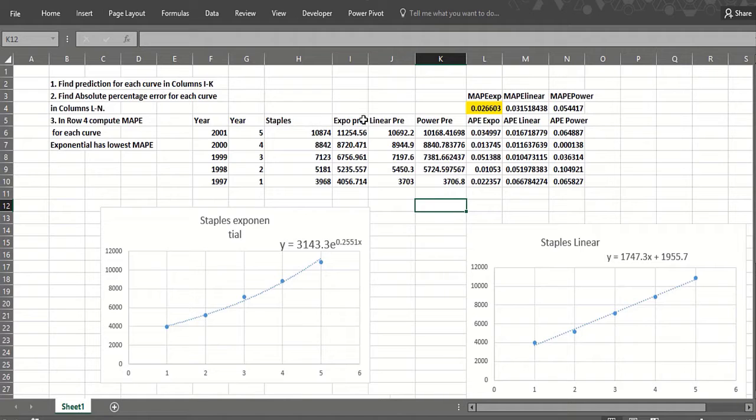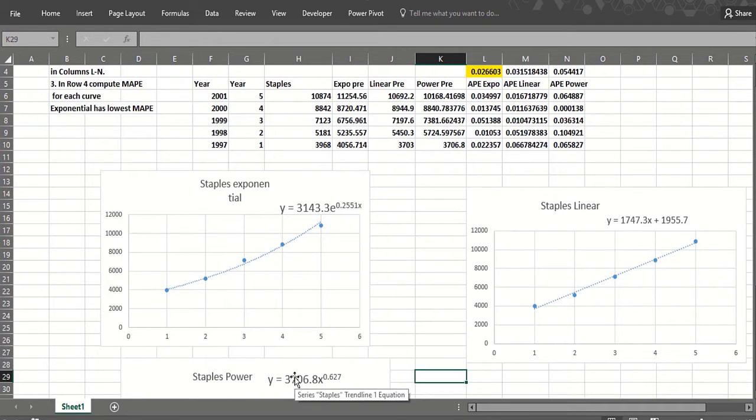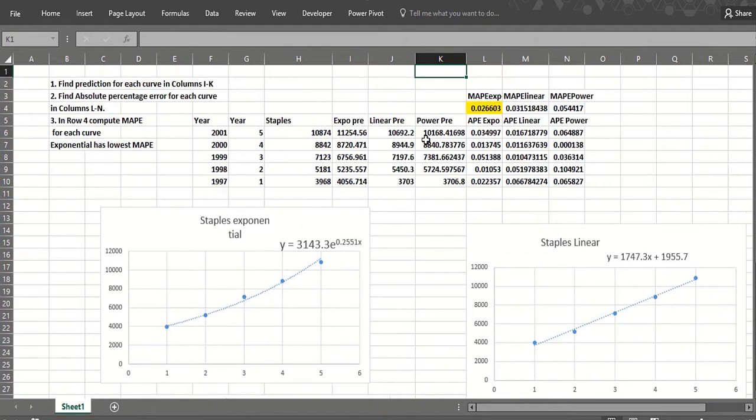So how would I find the prediction? For the exponential, take 3143.3 times e to the 0.2551 times the year number. Copy it down. For the linear, take 1747.3 times the year number plus 1955.7. For the power curve, 3706.8, that's right there, times the year number to the 0.627. The caret means to raise to the power. So those are my forecasts.